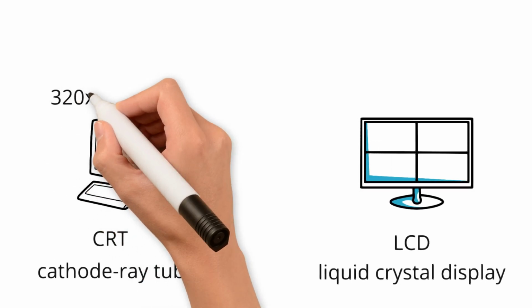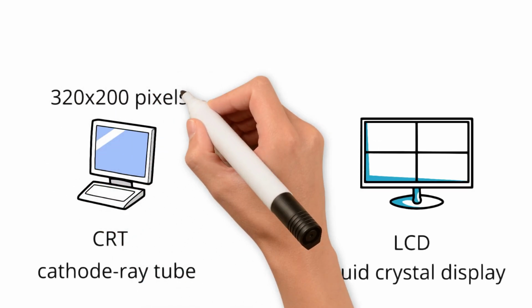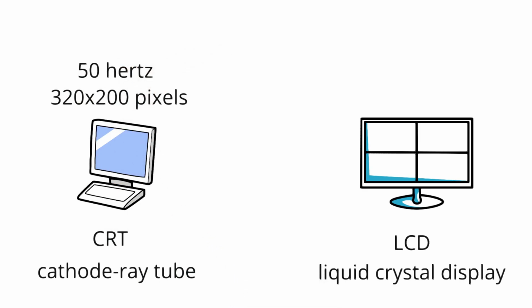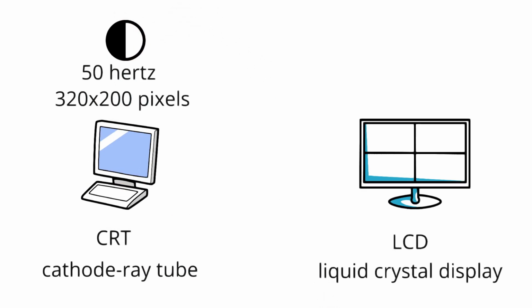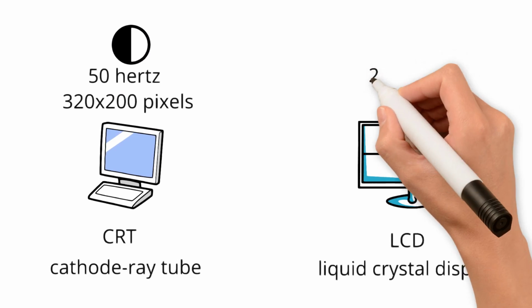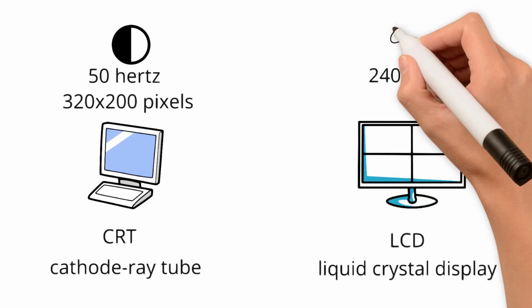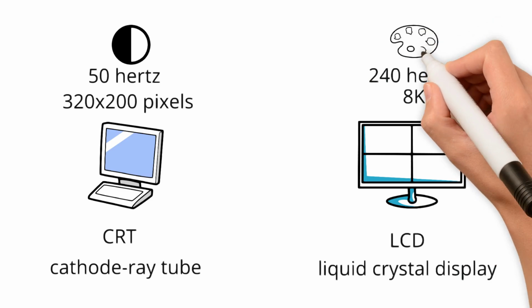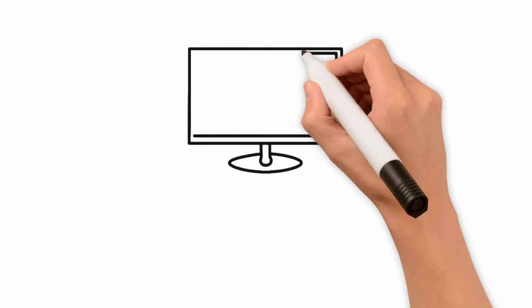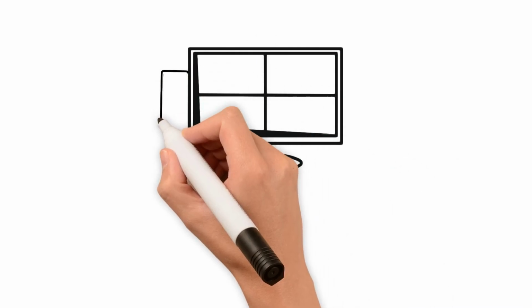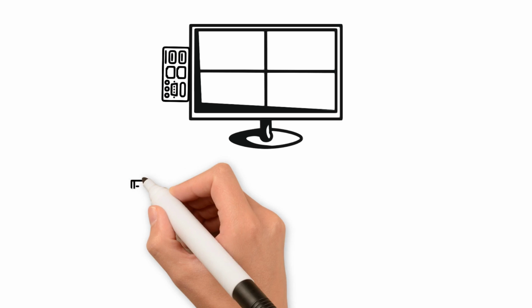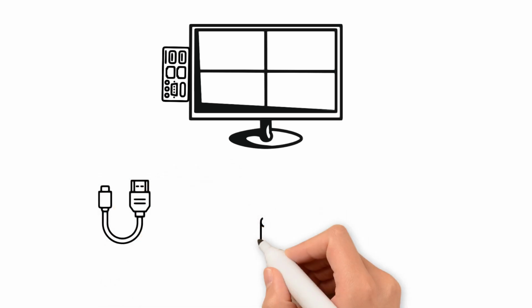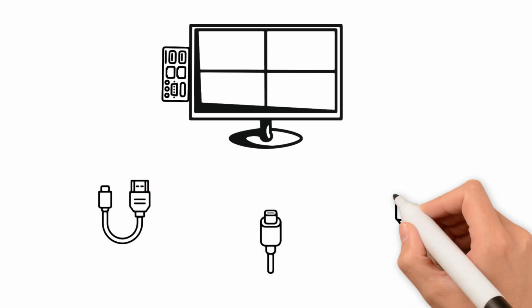For example, the first monitor had a resolution of 320 x 200 pixels, a refresh rate of about 50 Hz, and lacked color reproduction. The first monitor was black and white. Modern monitors can display resolutions up to 8K, with refresh rates over 240 Hz, and offer excellent color accuracy. Another major difference between the first monitor and modern ones, which also affects image quality, is the method of connection. Older monitors used VGA connections, while modern monitors can use various connections such as HDMI, USB-C, and DisplayPort.